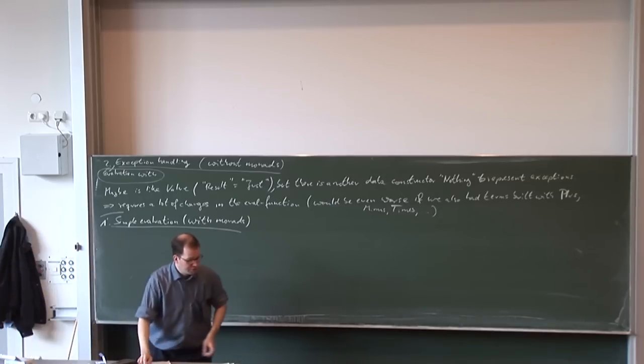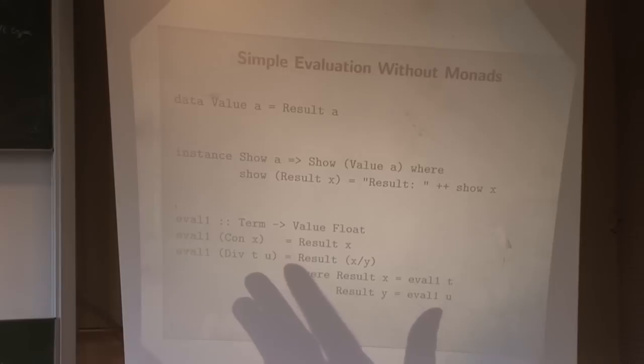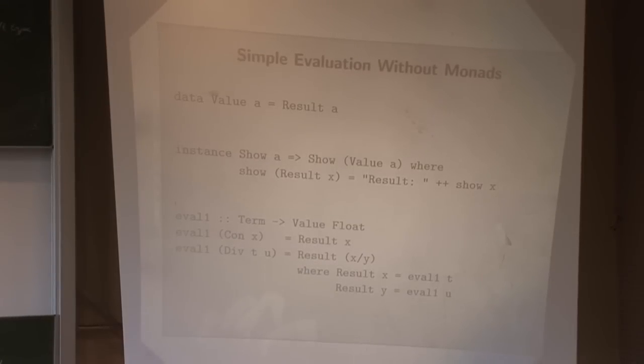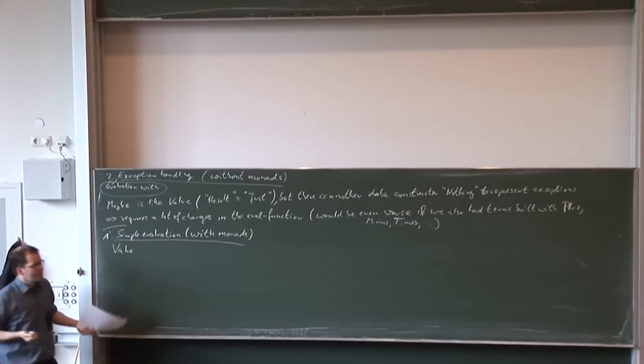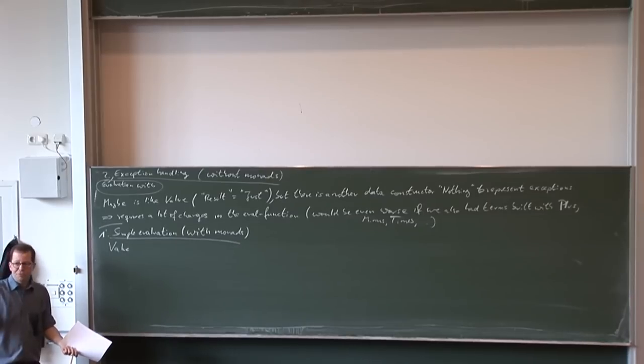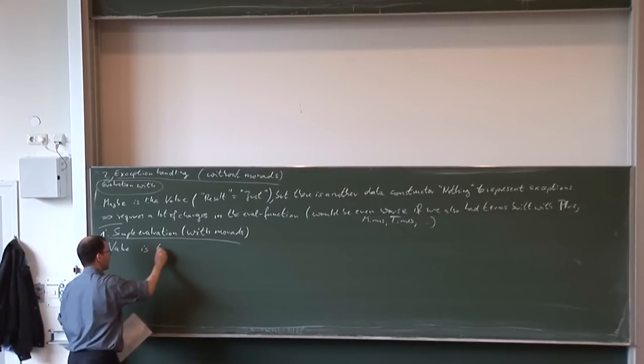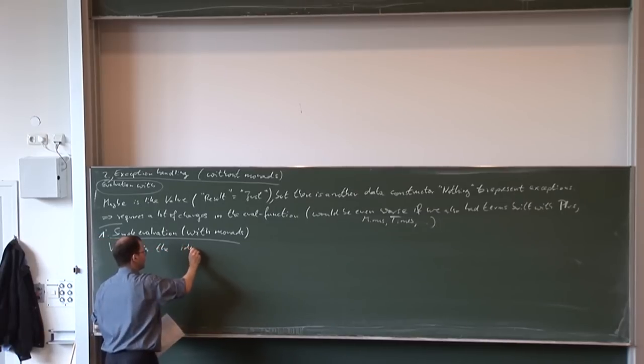Now, let's go back to this simple evaluator. So this was version 2. Here we have version 1. This value is a type constructor of arity 1. This value, in fact, should be a monad. And this monad has a special name. It's called the identity monad because this value does nothing else than encapsulating objects inside a data constructor. It's the so-called identity monad.